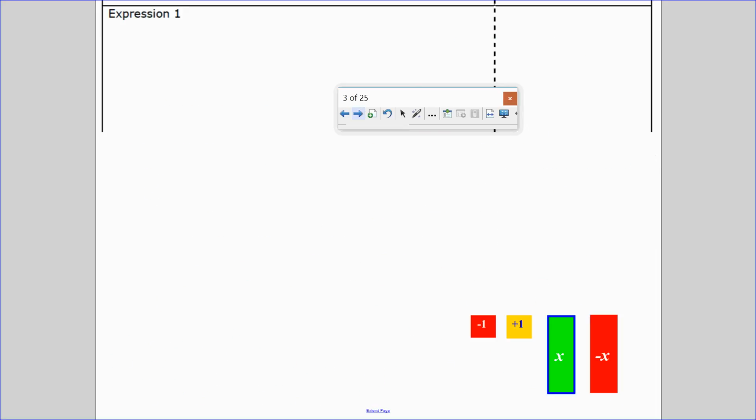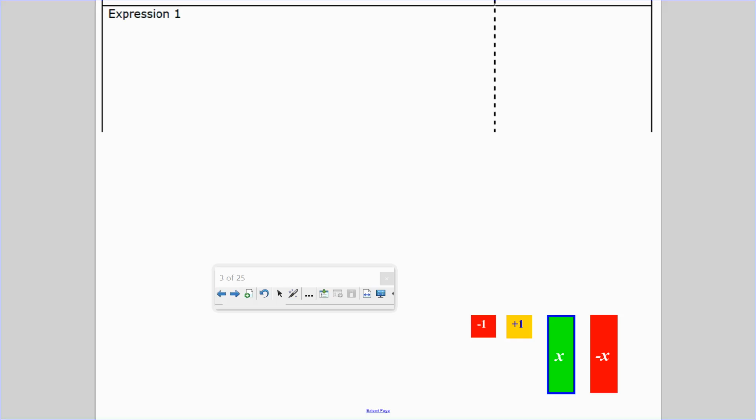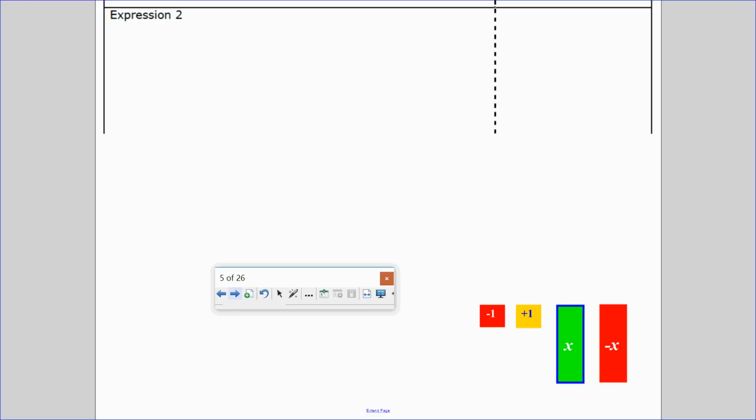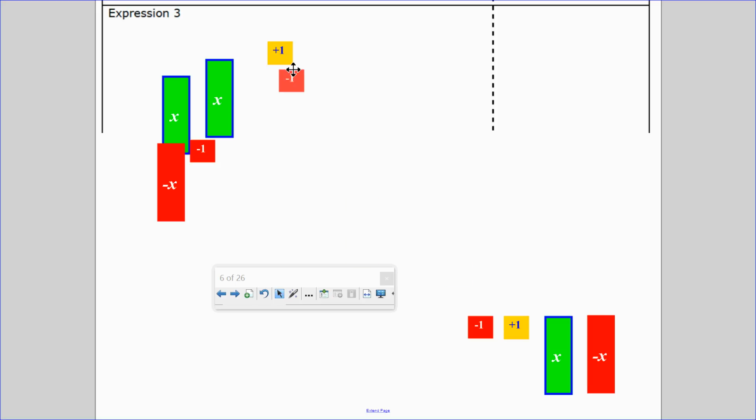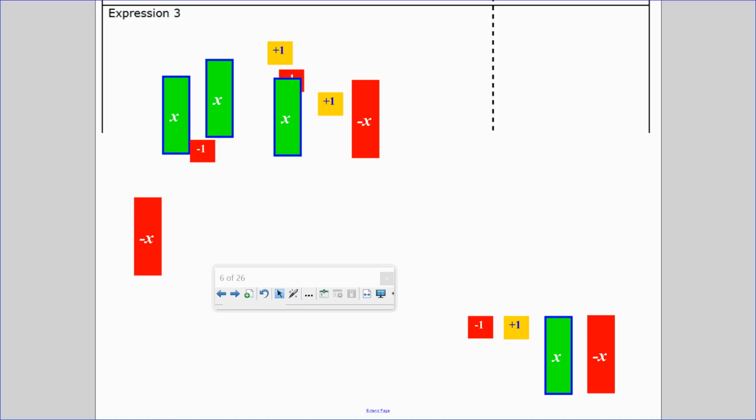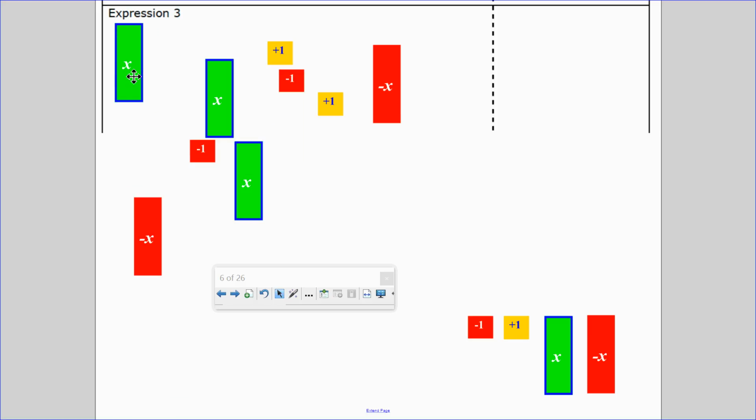So let's do an example. I'm going to dump some stuff on you. Let's go to a new screen. Let me dump some examples. So someone just grabbed some, and I'm just doing some examples. Right, here is our answer. So let's collect like terms.